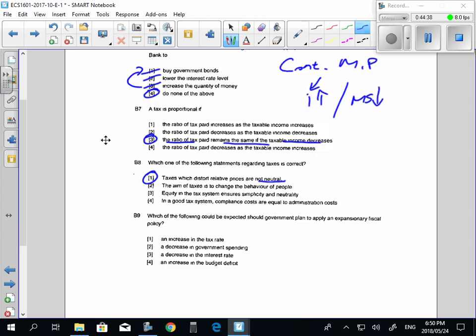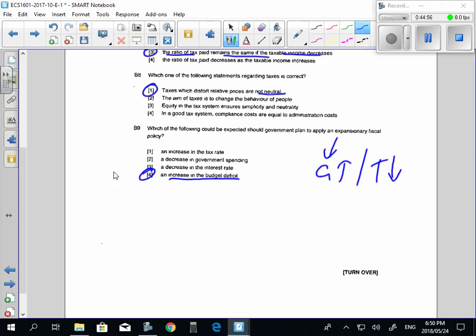Number 9. Which of the following could be expected should government plan to apply an expansionary fiscal policy? You should know that by now. An increase in the budget deficit. What is a budget deficit? A budget deficit is when government expenditure is greater than taxation. So if they are increasing the budget deficit, it means that they are further increasing government expenditure and or decreasing tax, which is exactly what they need to do for your expansionary fiscal policy.